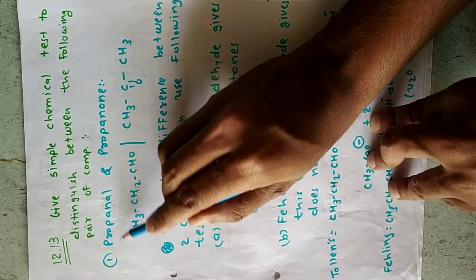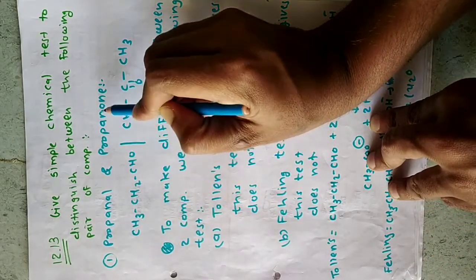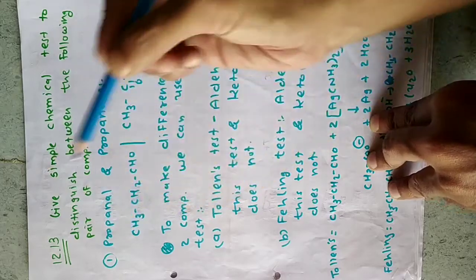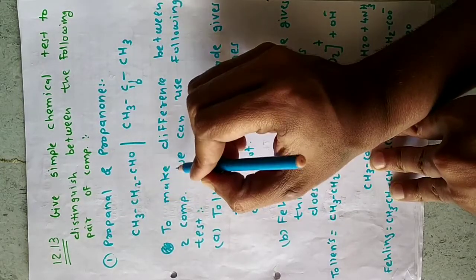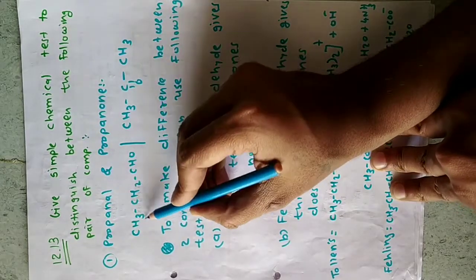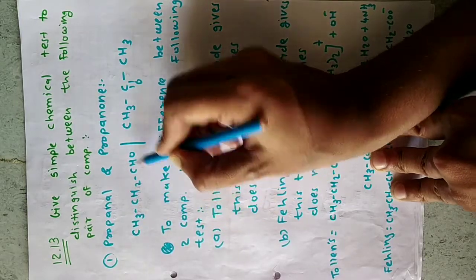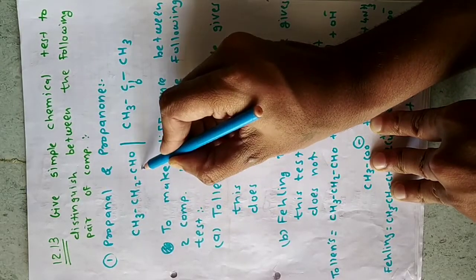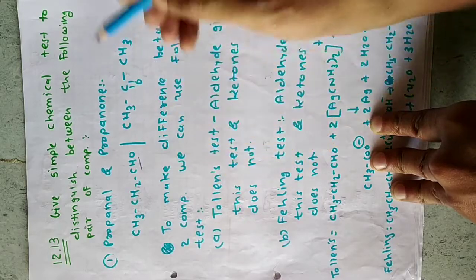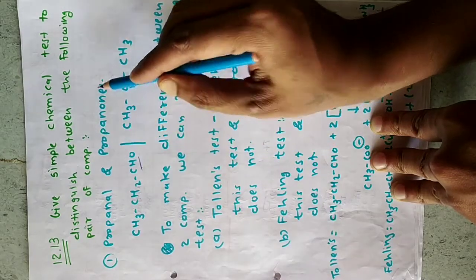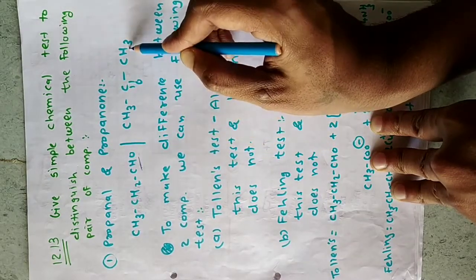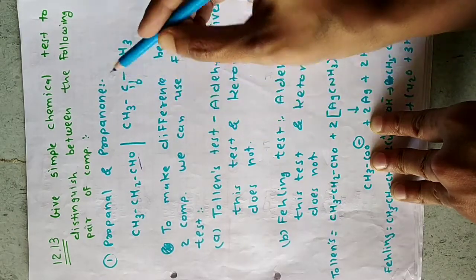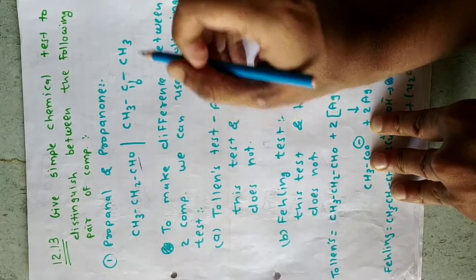The first pair given to you is propanal and propanone. So first of all, draw the structures. Propanal means propan means 3 carbons, the -al suffix is there, so it is an aldehyde group. Propanone, so propan means 3 carbons, the -one suffix is there, so it is a ketone group.